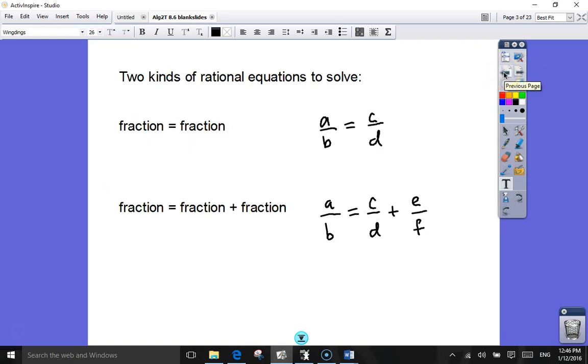So there'd be two different kinds of equations to solve. If you're given a fraction on one side equals a fraction on the other, then you can cross multiply. But if you're given a fraction on one side and the sum of fractions or a difference of fractions on the other side, then you can't cross multiply. You have to do something first, right? So if you have this kind of problem, then cross multiply. And when you cross multiply, you get rid of all the denominators. So it's not really a rational equation anymore.